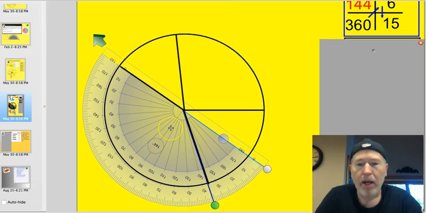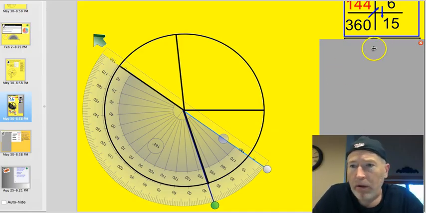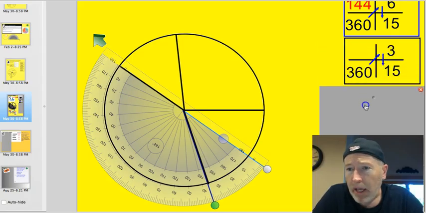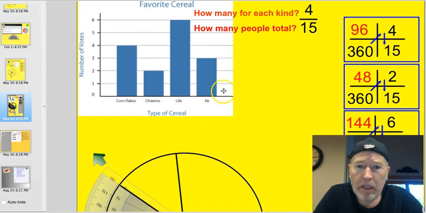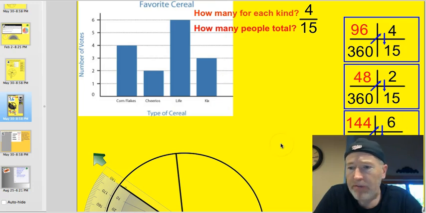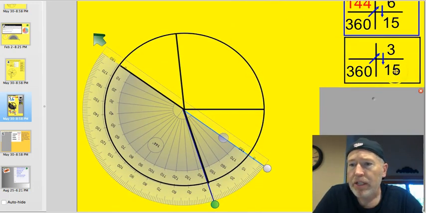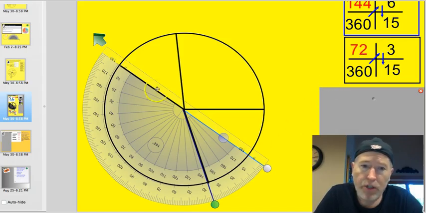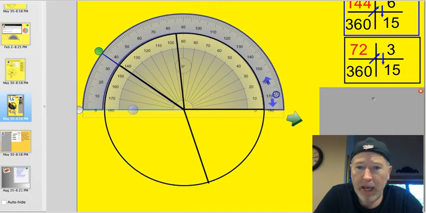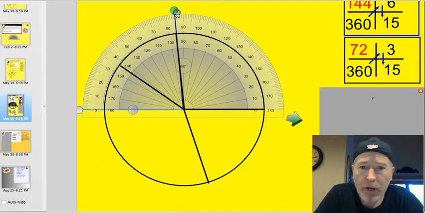And there's my 108-degree slice. One more, I'm sorry, 144-degree slice of the pie. And the last one was kicks, and there was 3 out of 15 there. So 360 times 3 divided by 15, that should be 72 degrees. So I'm going to pivot this back and set up a 72-degree angle.